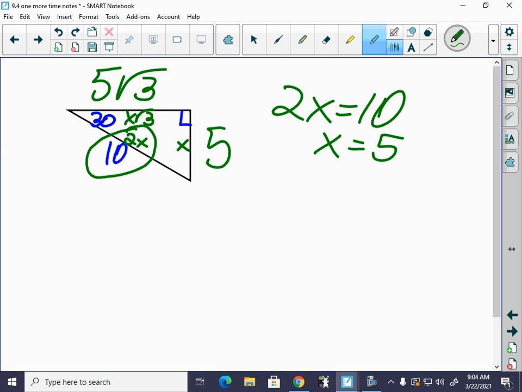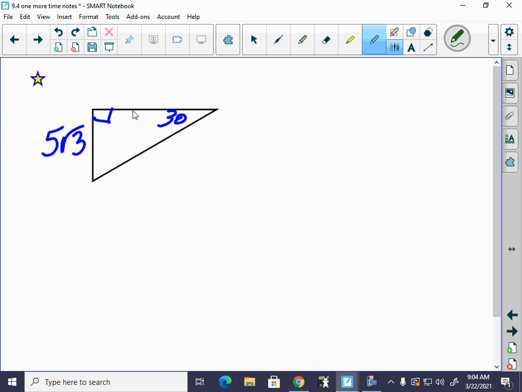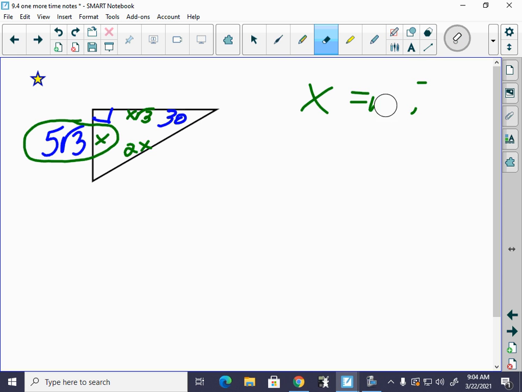Here we go. Oh no, this is a weird one. Or is it? x, 2x, x square root of 3. Across from 30 is x, even though this problem was really meant to mess you up. Here goes. Oops. Okay. Double it. That's the easy part.